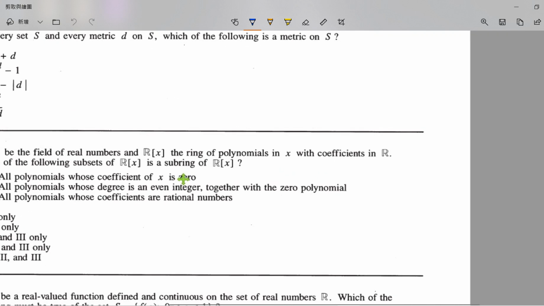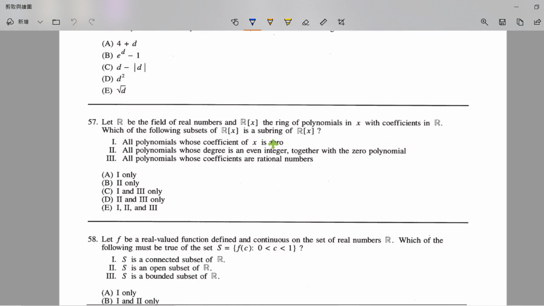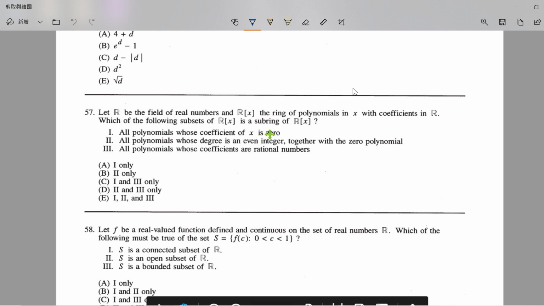So today we want to solve problem 53. Let R be the field of real numbers, and R[x] be the ring of polynomials with real coefficients. Which one of the following subsets is a subring?